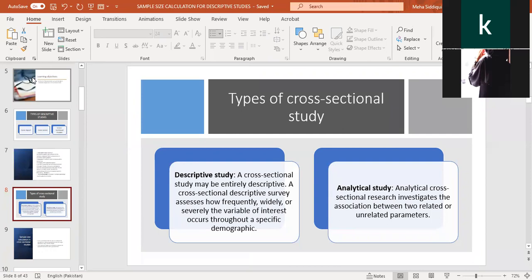Now, types of cross-sectional study. There are two types: descriptive study, analytical study. In descriptive study, a cross-sectional study may be entirely descriptive. A cross-sectional descriptive survey assesses how frequently, widely, or severely the variable of interest occurs throughout a specific demographic. Analytical cross-sectional research investigates the association between two related or unrelated parameters.